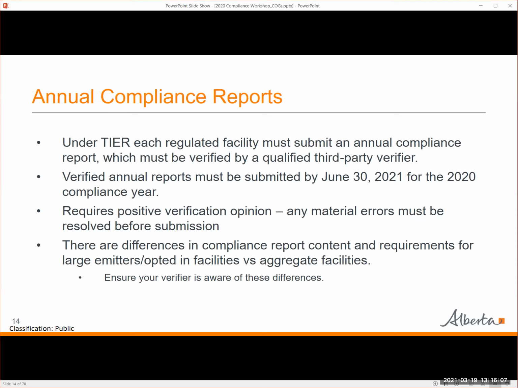Under TIER, each regulated facility must submit an annual compliance report, which must be verified by a qualified third-party verifier. The reports must be submitted by June 30th of this year for the 2020 compliance year. And each report requires a positive verification opinion from a qualified third-party verifier, as I mentioned. And any material errors must be resolved before the submission is made. It's important to note there are a number of differences in compliance report content and requirements for large emitters and regular opted-in facilities versus aggregate facilities. And just to note that a verifier should be aware of these differences when completing a verification for an aggregate facility.